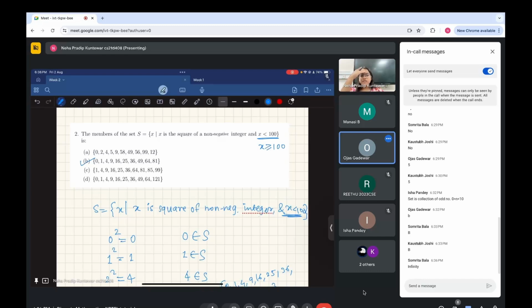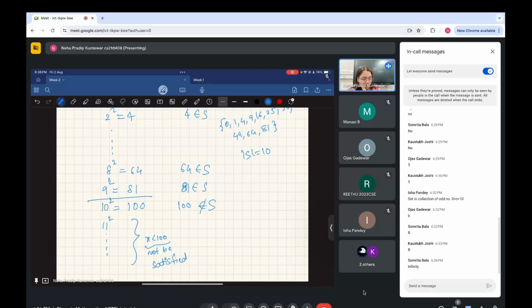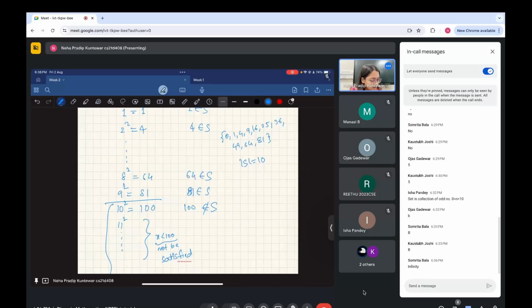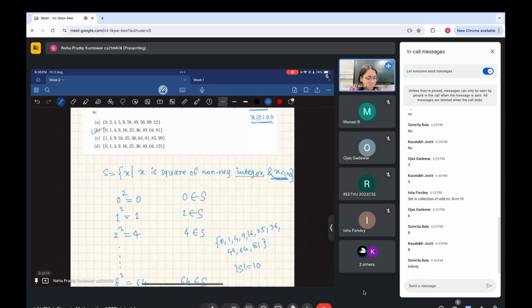So what happens is, if you allow yourself to go beyond 100, then all the squares after 100, which is 10 square, 11 square, 12 square, and all the way up to infinity, they would all end up in the set, which is indeed an infinite set. Okay, good. So let's move on to the next question.